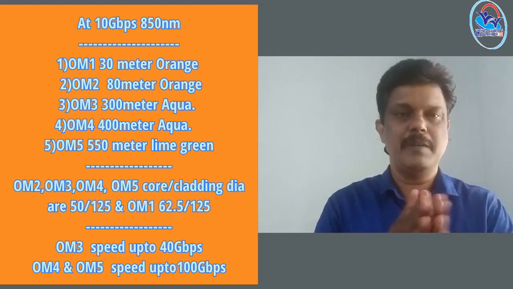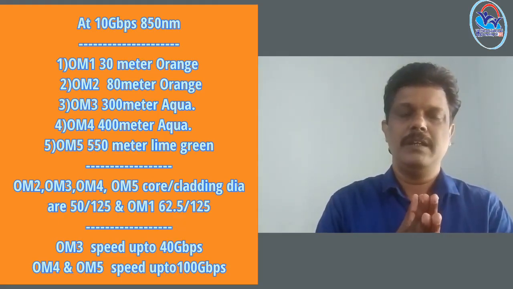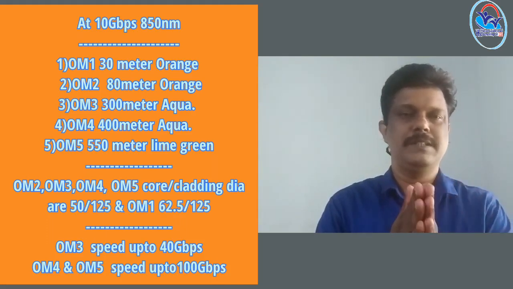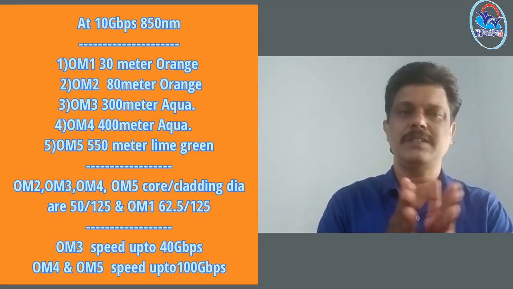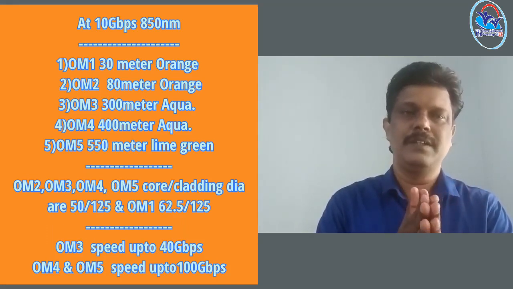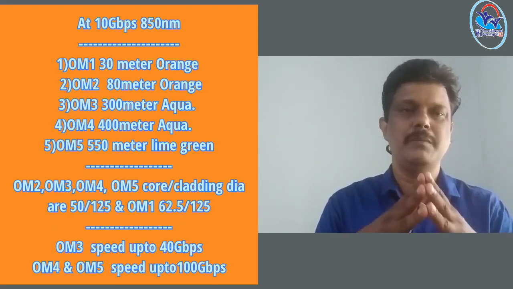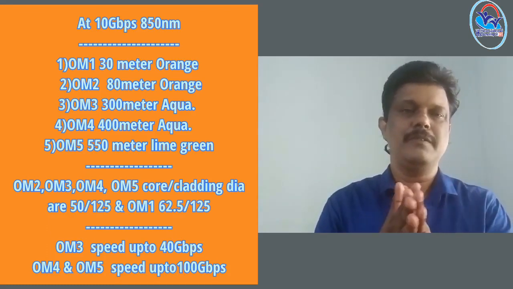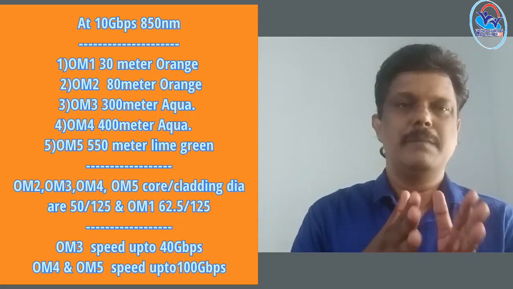In the case of multimode fiber, we are using OM1, OM2, OM3, OM4 and OM5 optical multimode fibers. Here also the bandwidth and the length of the fibers are different in the case of different fibers. In some cases, the diameter also will be different, 50 micrometer or 62.5 micrometer. These are the fibers available commercially.